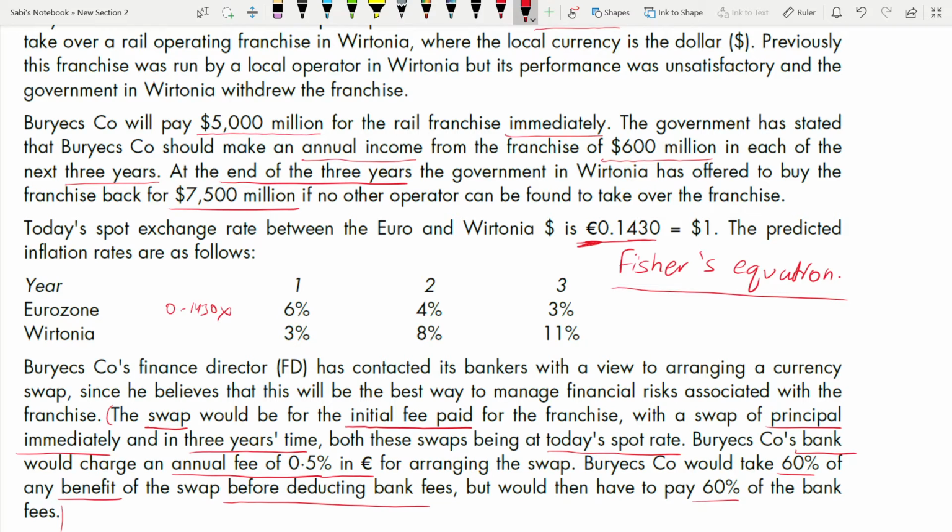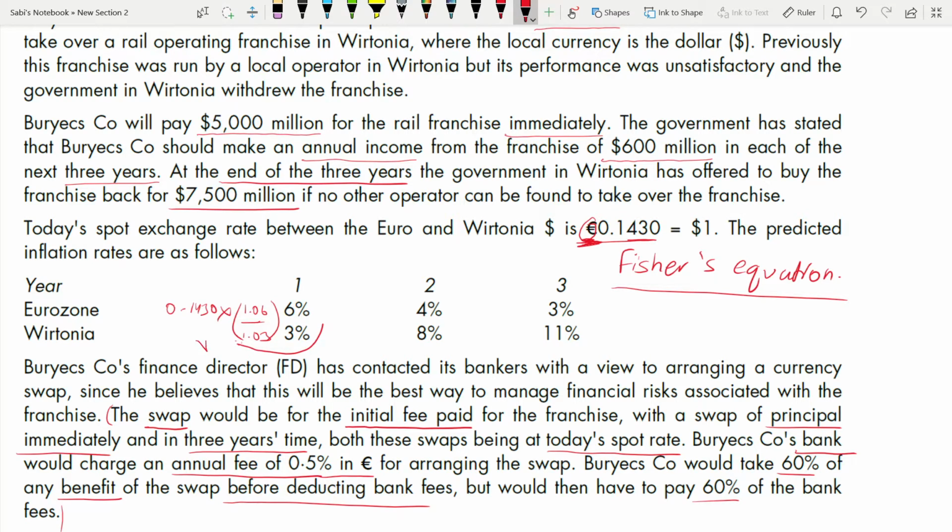0.1430 multiplied by the inflation rate of which country, Eurozone or Vertonia? You have to take Eurozone because this is in euro, it will go on the top. If it was in dollar, then you have to take Vertonia's inflation on top and 1.03. Based on this, you will get some answer. That answer you have to use here.